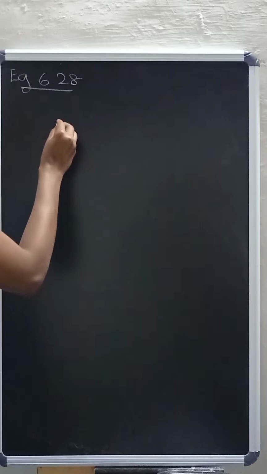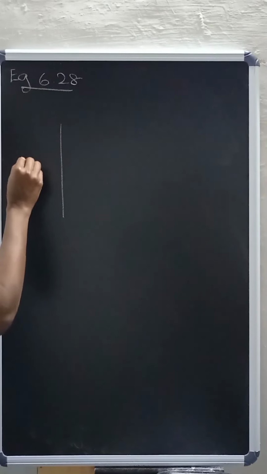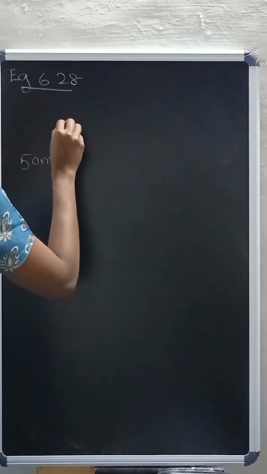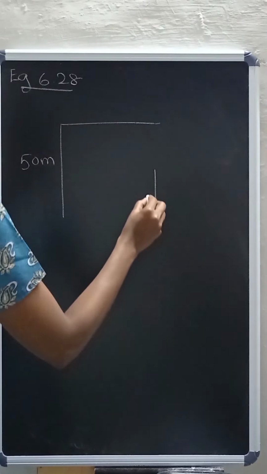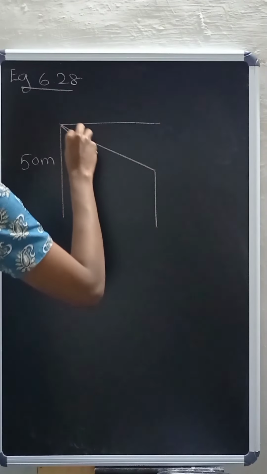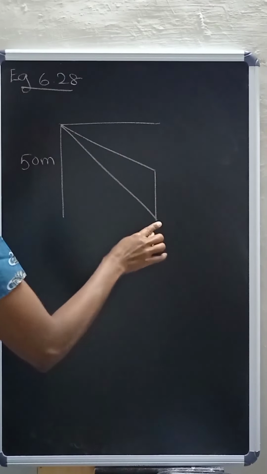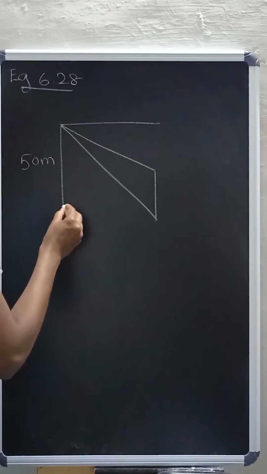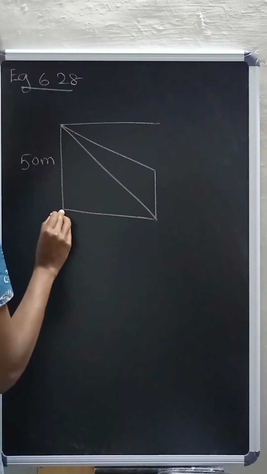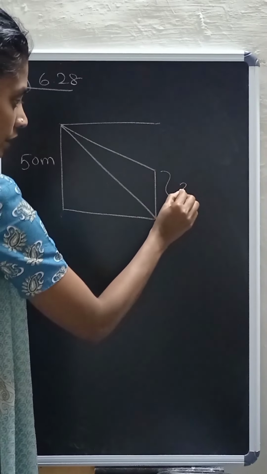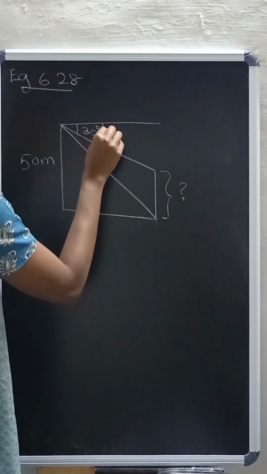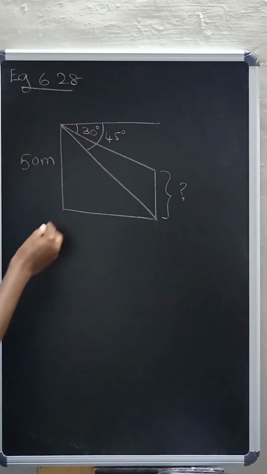From the top of a tower of 50-meter high, the angle of depression of the top and the bottom of a tree are observed to be 30 degrees and 45 degrees respectively. Find the height of the tree. So you need to find the height of the tree. Angles of depression are 30 degrees and 45 degrees from the top of the tower.